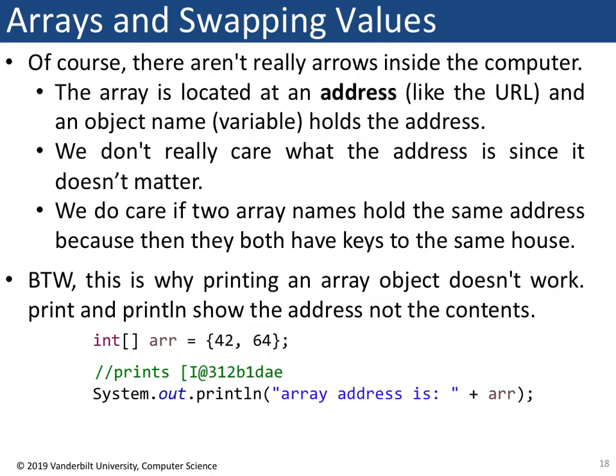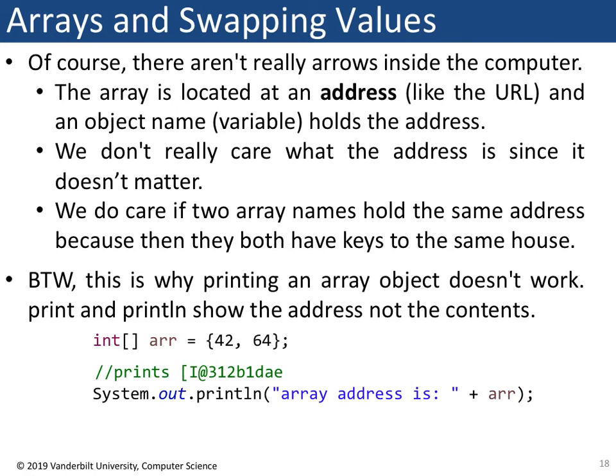So of course there's not arrows in the computer. That's not how addresses work. Addresses are more similar to like a URL. It's a location in memory inside the computer. And the object name, the variable, holds that address. We don't have to care about what the address is that's stored in the variable. We let Java deal with where to put objects in memory and things like that. We don't have to worry about that.